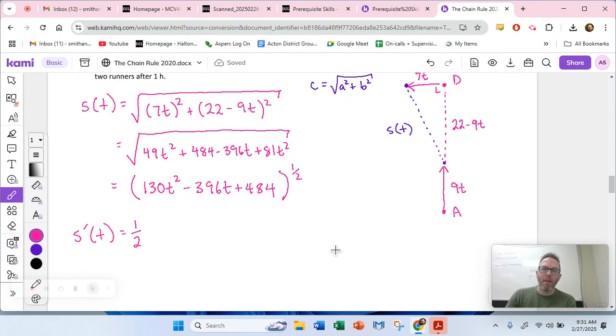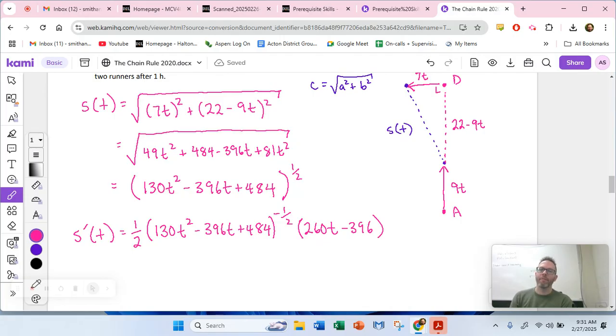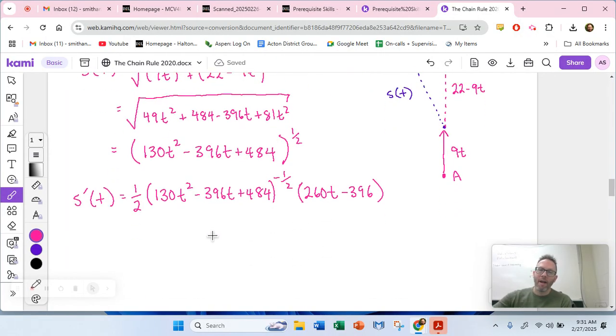All right, here I come. Bring down the 1/2. Leave the inside alone, the chain rule says. Take 1 off the exponent, so that's the derivative of the outer function, and then the derivative of the inner function. 2 times 130 is 260, and minus 396. That's our derivative. Now, the goal of this question is to find how fast their distance is changing after 1 hour. So our goal is to find s prime at 1.